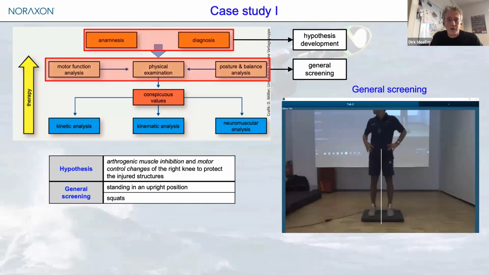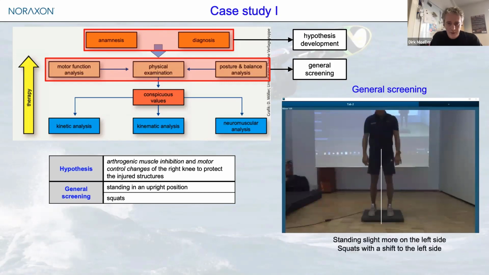So if you look at the general screening, if you do some tasks, first of all standing in an upright position, and then squatting, you do some squats. What can we see? You see the white midline. We see he's standing slightly more on the left side. Maybe you can't see it on the video, but he's standing more on the left side. And when he does the squats, he has a slight shift to the left side.